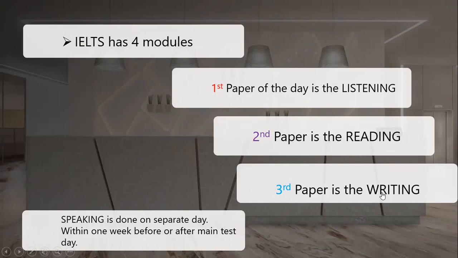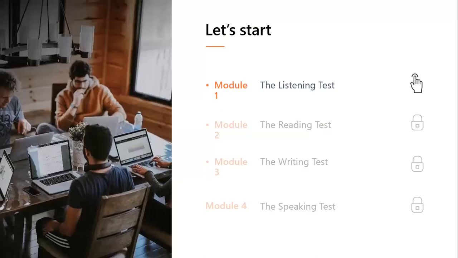Now, if you're doing the computer-based test, the speaking test is done on the same day as the 3 main papers. You can do it before the 3 main papers, or you can do it after. So that's how the speaking comes. Now, we'll be going into these modules one after the other, and I'll be giving you insight on the question structure, how to answer them, and important tips that you need to know.